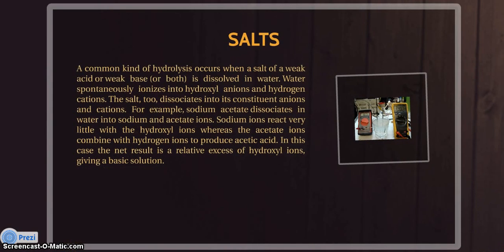Salt. A common kind of hydrolysis occurs when a salt of a weak acid or weak base or both is dissolved in water. Water spontaneously ionizes into hydroxyl anions and hydrogen cations. The salt, too, dissociates into its constituent anions and cations. For example, sodium acetate dissociates in water into sodium and acetate ions.